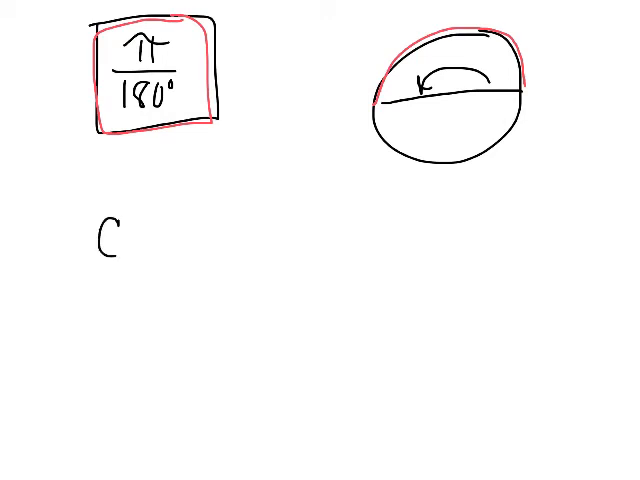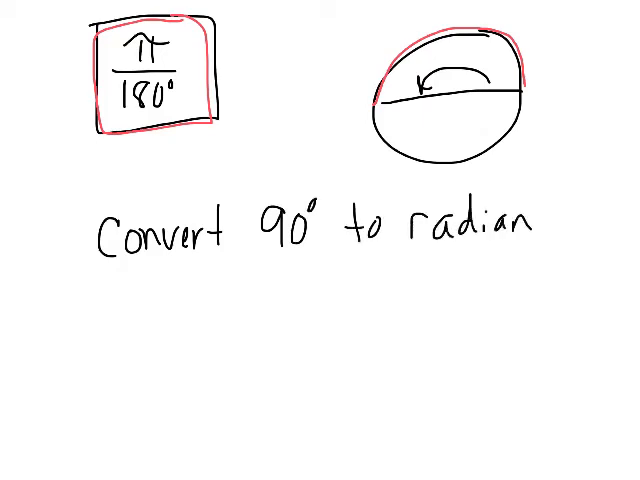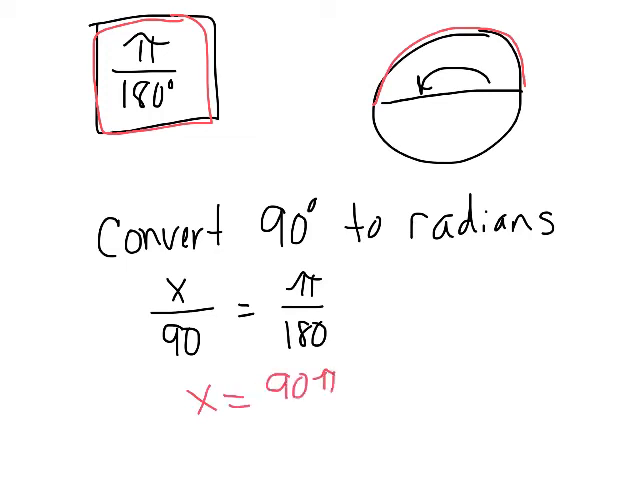So if I want to convert, let's say 90 degrees to this radian measure, it's just a different way of measuring the angle. Here's what I can do. x over 90 is equal to pi over 180. You set up the proportion and cross multiply. When you cross multiply, you end up with x is equal to 90 pi over 180, and in terms of pi, that ends up being pi over 2. That's usually how we write it, or you could say 1/2 pi.